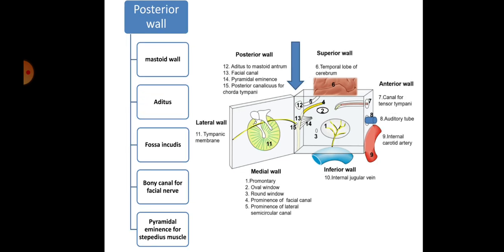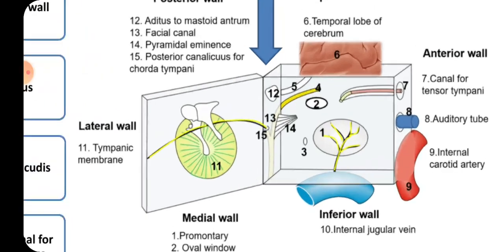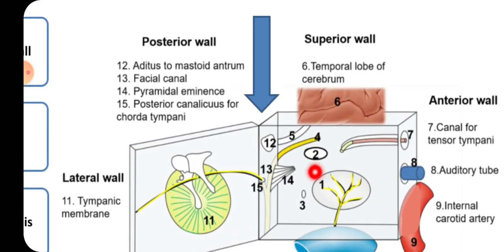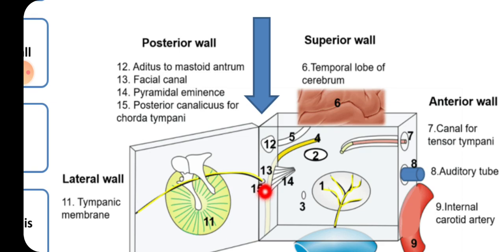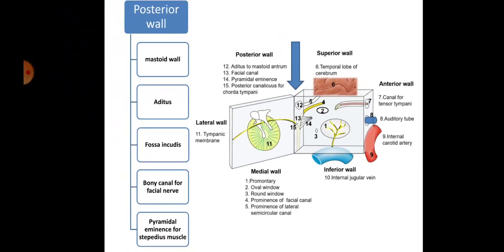Next we are going to discuss the posterior wall. See in this picture, the posterior wall is here. This is the posterior wall. The posterior wall is related to the mastoid part. Inside the mastoid bone there are air cells, and they include the mastoid antrum. So the posterior wall is related to the mastoid process of the temporal bone. Because of that reason, it is also known as the mastoid wall.